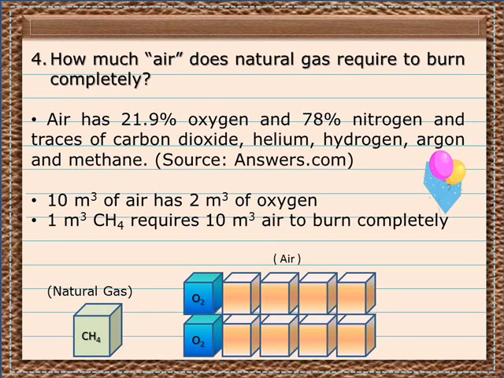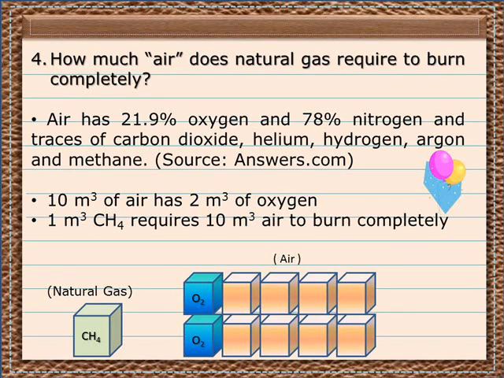Now we know that 1 cubic metre of natural gas requires 2 cubic metres of oxygen. We need to find out how much oxygen is in air, because we will use air to burn the natural gas. Generally speaking, there is 21% oxygen in air and 78% nitrogen, carbon dioxide and other trace elements. Therefore, in 10 cubic metres of air, there is 2 cubic metres of oxygen. Therefore, 1 cubic metre of natural gas requires 10 cubic metres of air, which has 2 cubic metres of oxygen within that air.